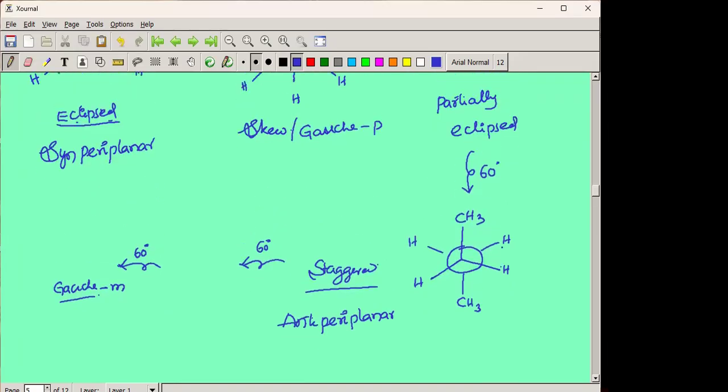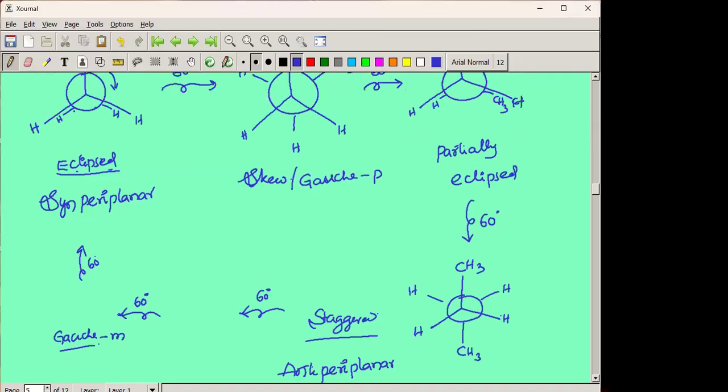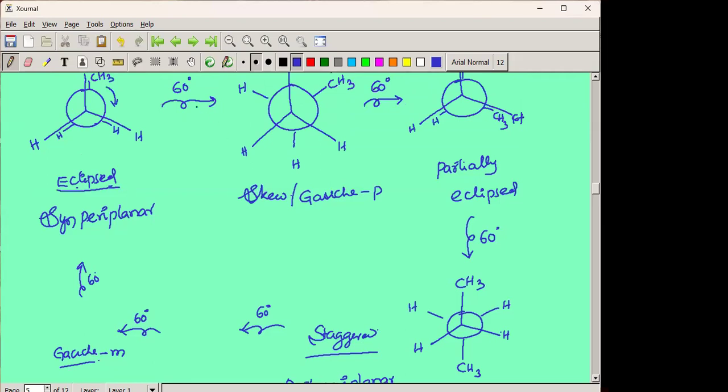So once again, the M Gauche, we rotate it by 60 degrees. We get, further, finally eclipsed. So how much total rotation? How many rotations are there? 1, 2, 3, this one is 4, 5, 6. So 6 rotations. 6 into 60 is 360. So it is a complete rotation. That's why once again we get the identical one. Is it clear?